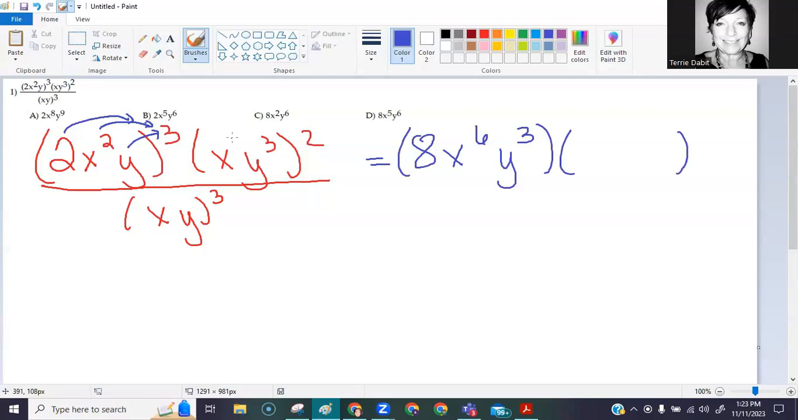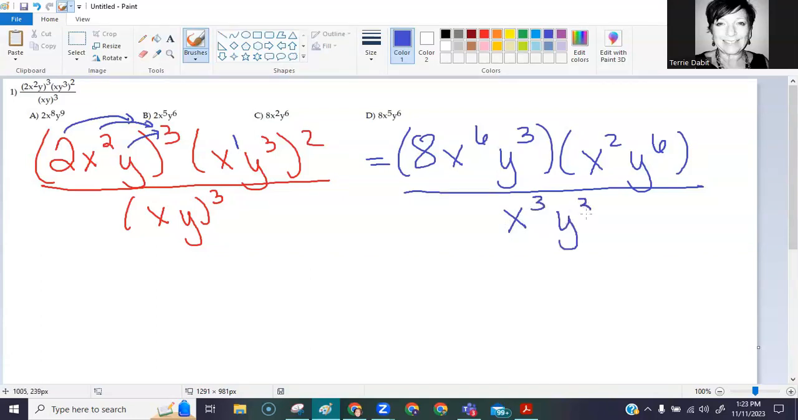On my next one, same thing. This x is to the first power. So I have x squared, y to the sixth. And these two numbers are now missing the powers. And what we have now are two binomials that are being multiplied together. So we're going to use our product rule on the top to simplify that. But first, let's do the bottom, and we will end up with x cubed, y cubed.